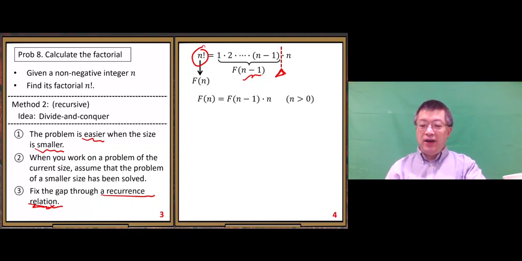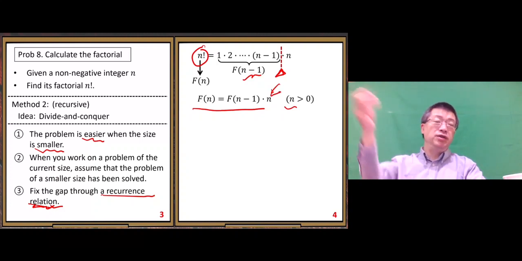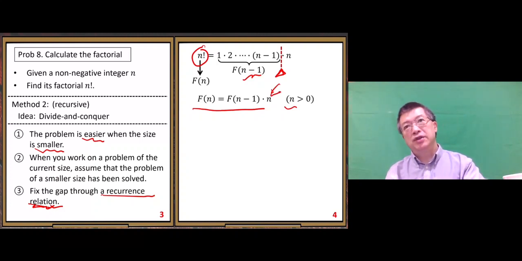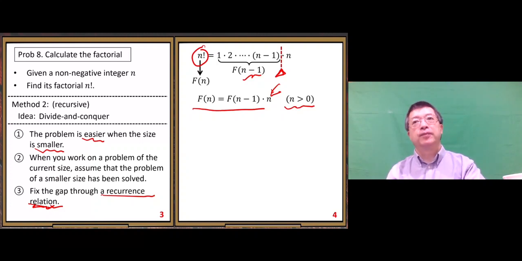And here, when we write this, we require n greater than 0. Otherwise, if n equals 0, you can think about it, multiply by 0, it is 0. So we don't like to see that happen, right? That's why in this case, we assume n greater than 0. Yeah. All right.